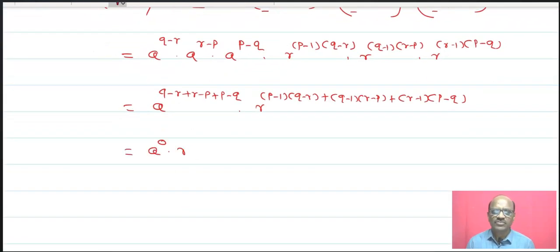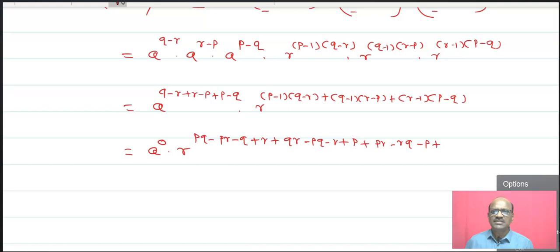Now here r raised to 0. Now the multiplication, that is first two brackets will get the 4 terms, 3 terms, 3 and 3 and 3. That is the total terms will be the 9 terms. Now see this here.